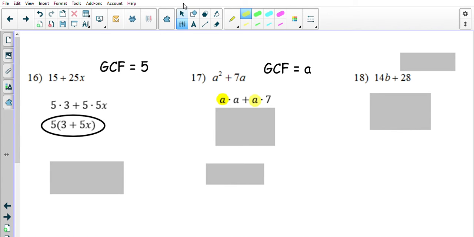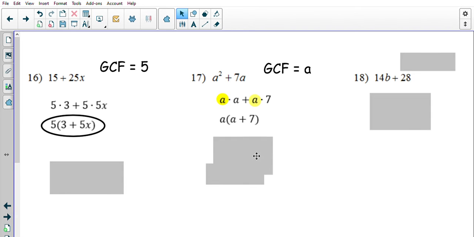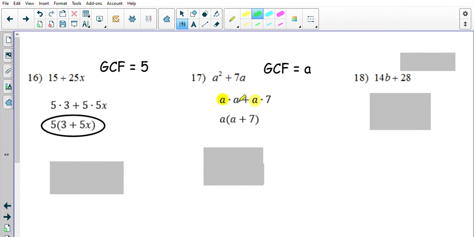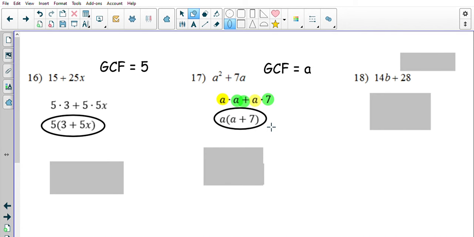So take the a, put it outside the parentheses. What's left is what I'm going to highlight in green here, the a and the 7, and the plus sign, of course. So your final solution is a, and then in parentheses, a plus 7. A times a is a squared. A times 7 is 7a.